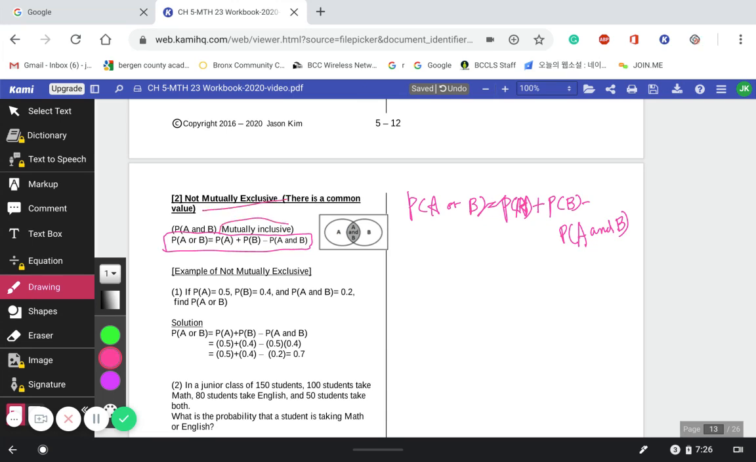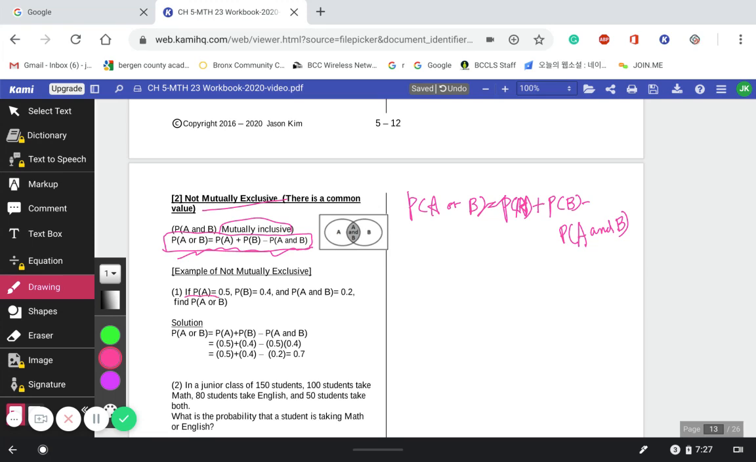I say mutually inclusive. So if it's known as mutually inclusive or not mutually exclusive, then you use this particular formula, and you have to take away the common area once, because it counts twice, when you count probability A and when you count probability B.